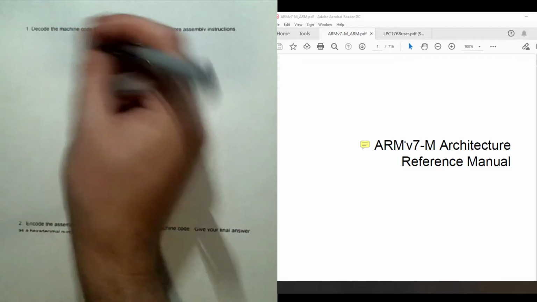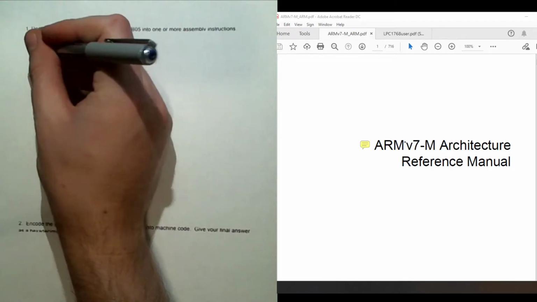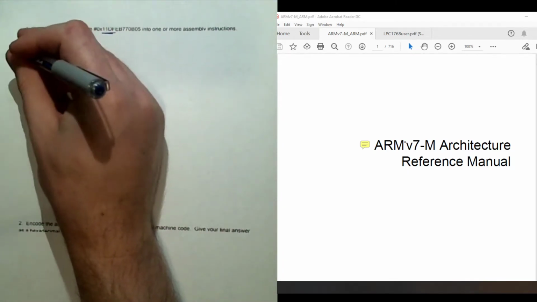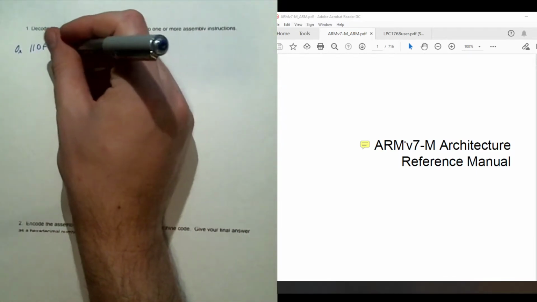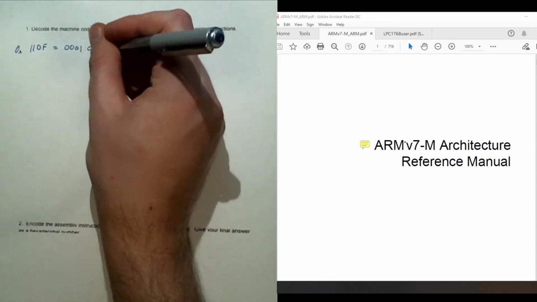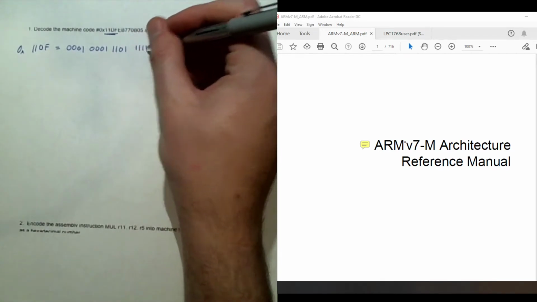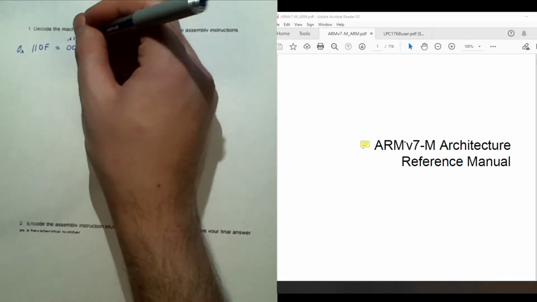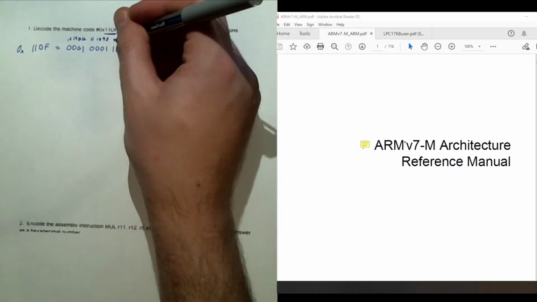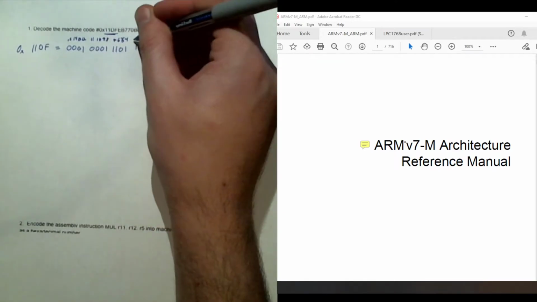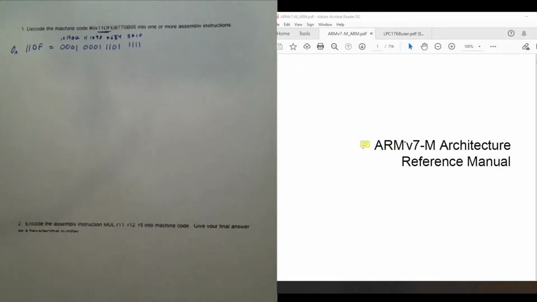So I'm just going to translate this 11DF into binary, and we'll figure out if that is a 16-bit instruction or a 32-bit instruction. So 11DF is going to be 0001, 0001, 1101 for 13, and then 1111. And I'm just going to label these 15, 14, 13, 12, 11, 10, 9, 8, 7, 6, 5, 4, 3, 2, 1, 0, so that we can easily refer to the format in the architecture reference manual here.